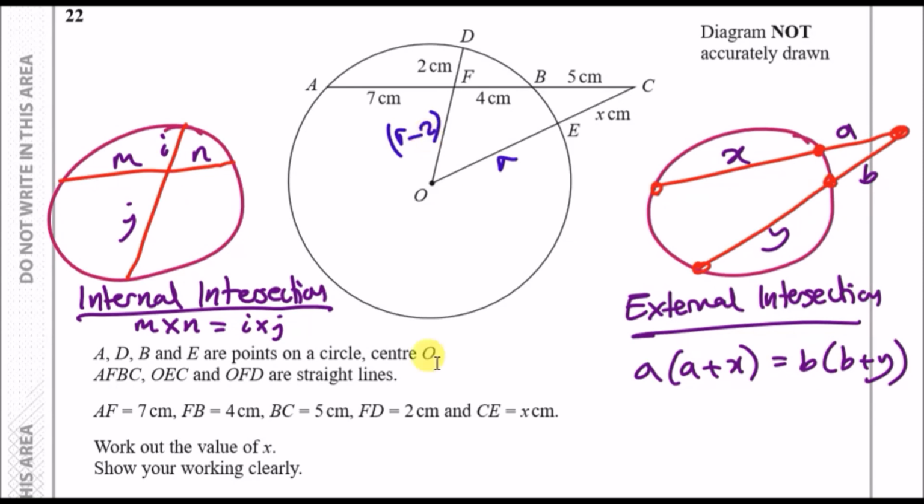Now the point of this question is that we're going to have to solve for R and x simultaneously. So we need 2 equations. That's why you have the internal intersection method and the external intersection method. Now let's see how this one goes, yeah? So first things first, I'm going to use the internal intersection.